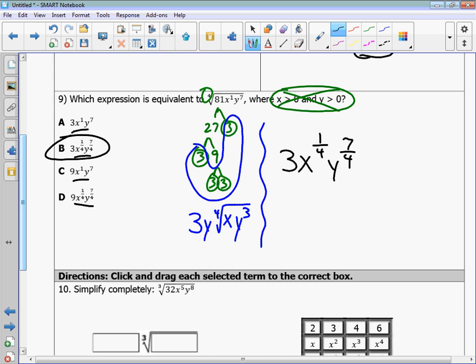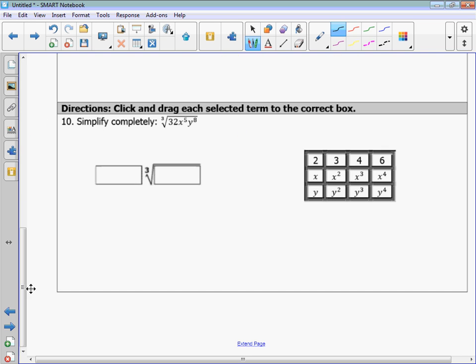Number 10. Now they're simplifying. I probably should look here. Yeah, this is actually simplifying. So 32 is 16 and 2. Oh, 16 is not prime. 8 and 2.